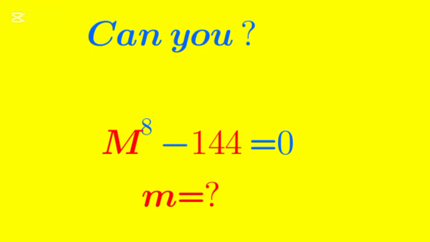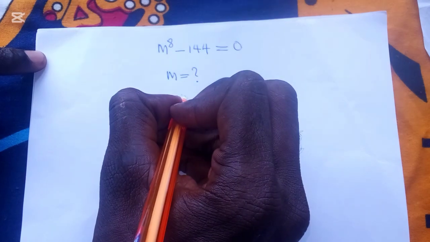Now, let's look at the problem that we are given. It reads m raised to the power 8 minus 144 is equal to 0. Now we have to find the value of m. To start with, we say solution.